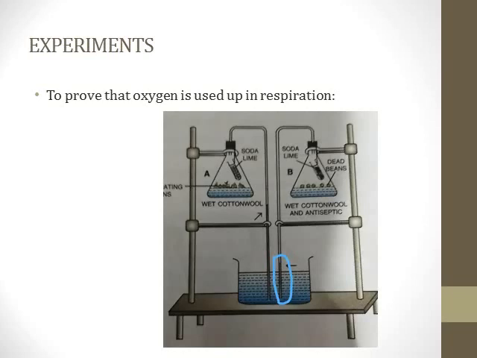Okay? So in the first experiment, an apparatus is arranged in such a way that flask A is going to contain the germinating seed, and flask B is going to contain dead boiled seeds. These dead boiled seeds are with some antiseptic to avoid bacterial decay. Both flasks are going to contain wet cotton wool. A small tube containing soda lime is suspended in each flask for absorbing any carbon dioxide released by the seed. So this was the total setup for this experiment.